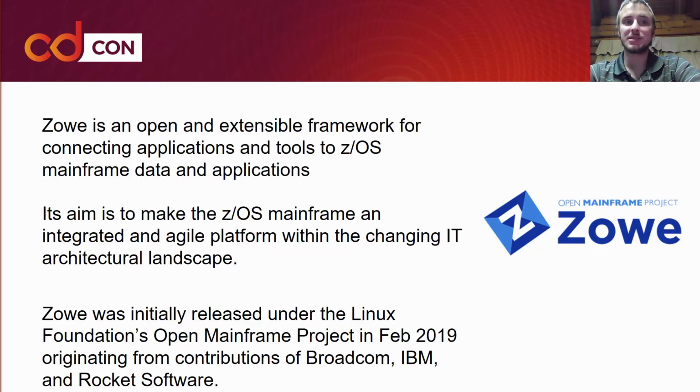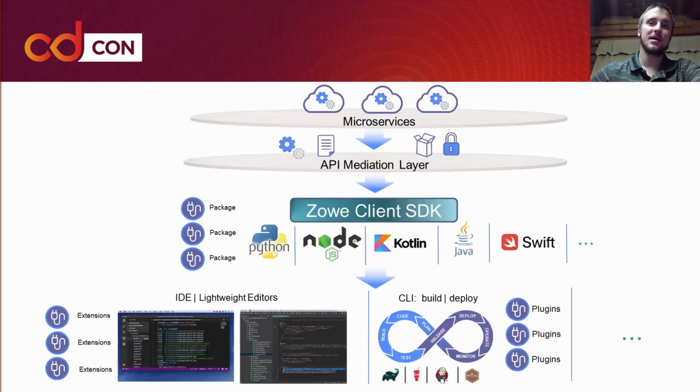And Zowe was initially released under the Linux Foundation Open Mainframe project in February of 2019, and it originated from contributions of Broadcom, IBM, and Rocket Software. A little bit about its architecture. What we have seen on the mainframe is an emergence of REST APIs. And as you have more and more REST services to connect to, you need a means to manage those. That means is the Zowe API mediation layer.